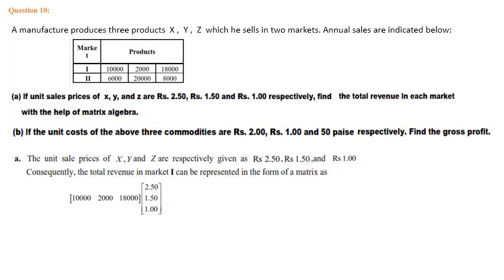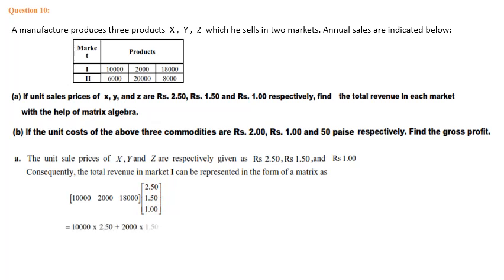The concept is quite simple. For one quantity we have to pay 2.50, so for 10,000 quantities we just multiply 10,000 into 2.50. That is the basic idea behind this. So in the row matrix we have written the number of items sold in the first market, 10,000, 2,000, 18,000, and in the column matrix we write the unit sale prices.